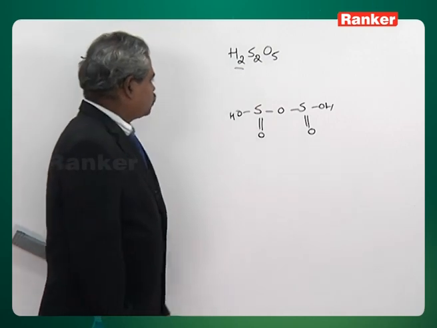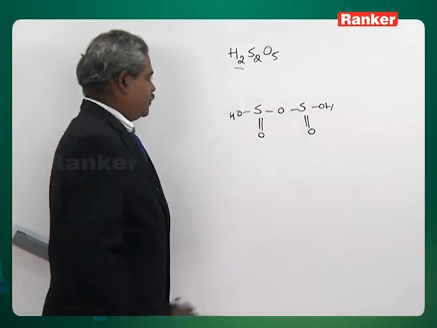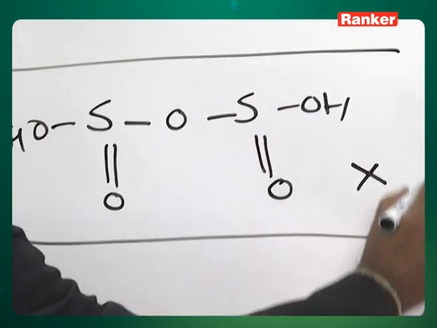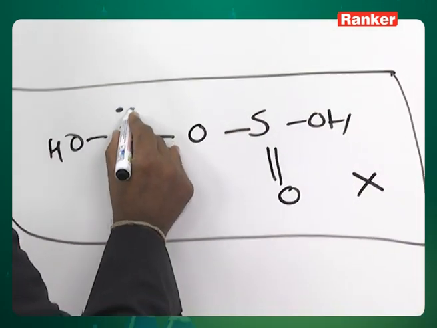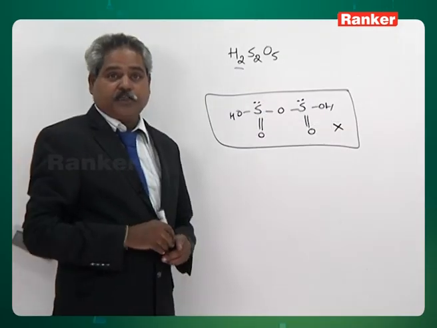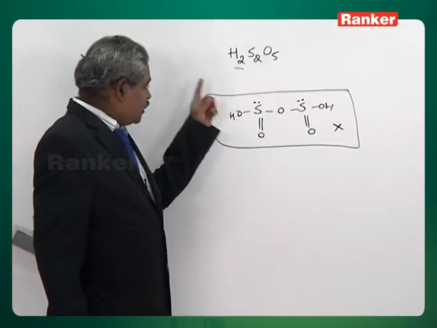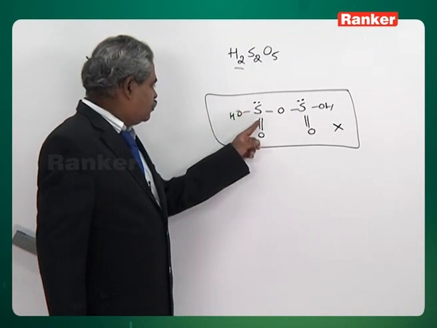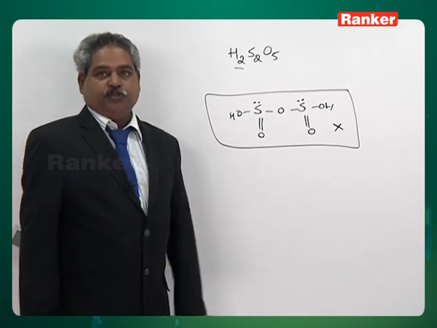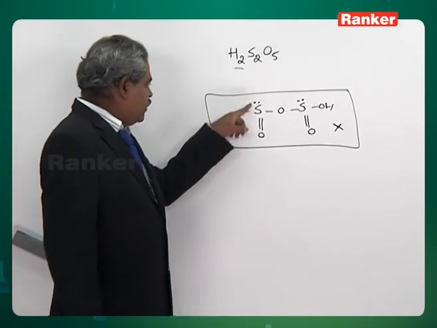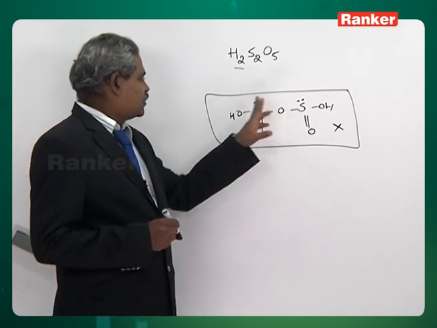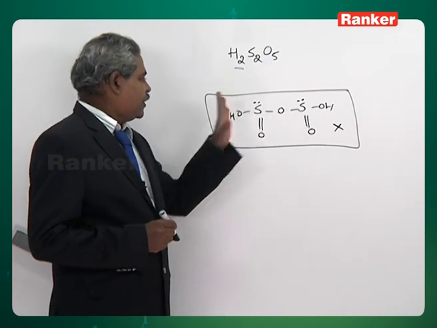You would like to write the structure like this. But this again is not correct. Why? On both these sulfurs, you have a pair of unused electrons. Both these sulfurs. How come? Sulfur has 6 electrons, 1, 2, 3, 4. It's using only 4 electrons in bonding. So, a pair remains. So, 2 sulfurs, 2 OH groups, the remaining 3.